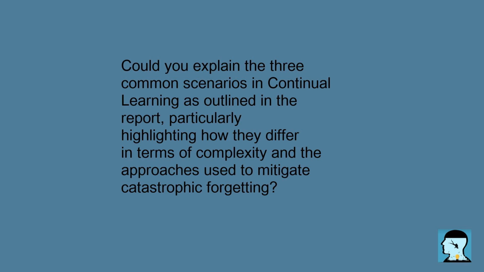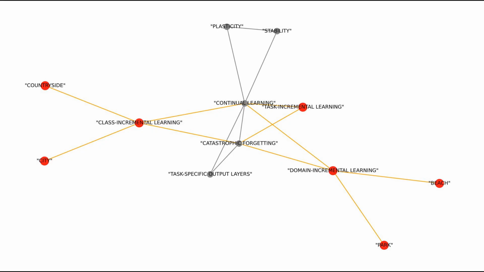Could you explain the three common scenarios in continual learning as outlined in the study, particularly highlighting how they differ in terms of complexity and the approaches used to mitigate catastrophic forgetting? There are three common scenarios in continual learning, each with its own level of complexity and different ways to handle the challenge of catastrophic forgetting.